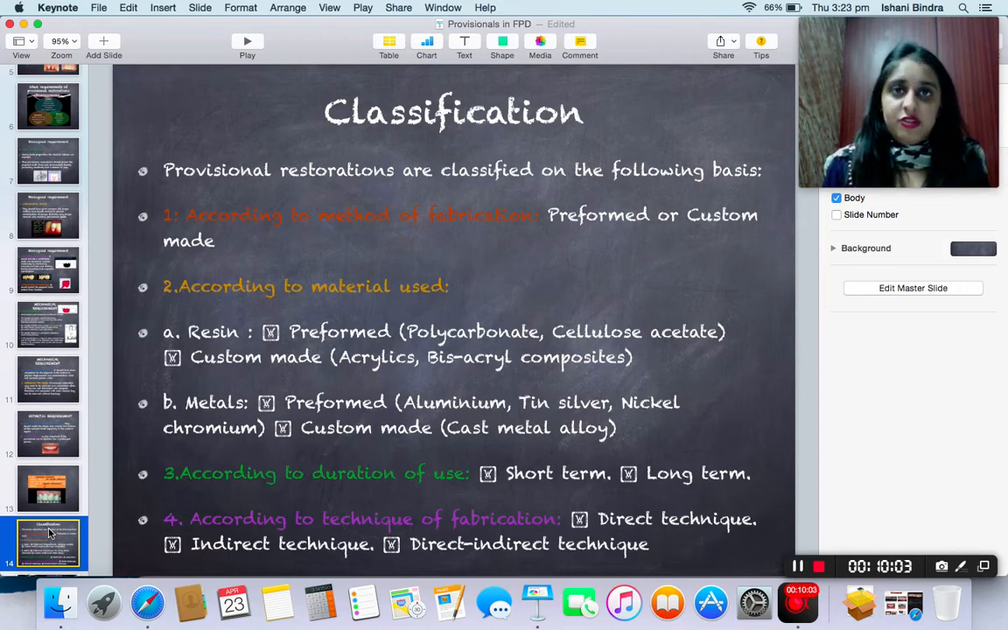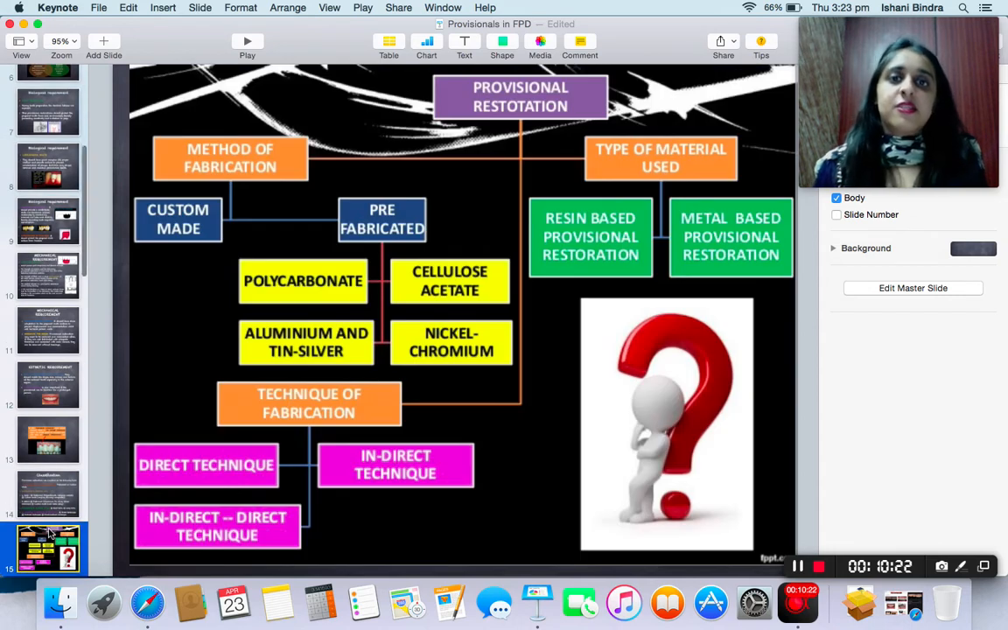According to the duration of use, they may be classified as those used for short term and those used for long term. According to the technique of fabrication, these restorations may be classified as those fabricated by direct technique, by indirect technique, and the third is by direct indirect technique. So this is a simplified version of the classification.